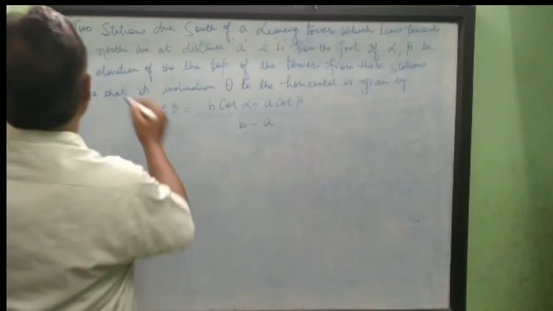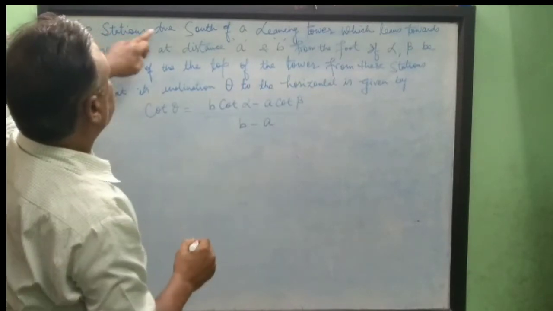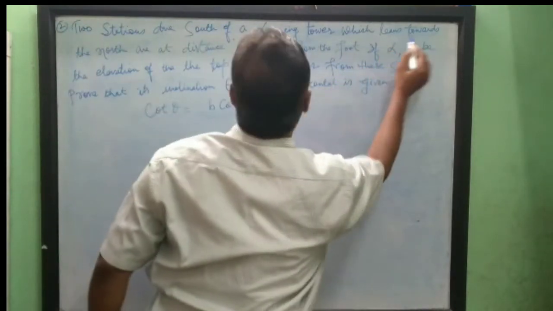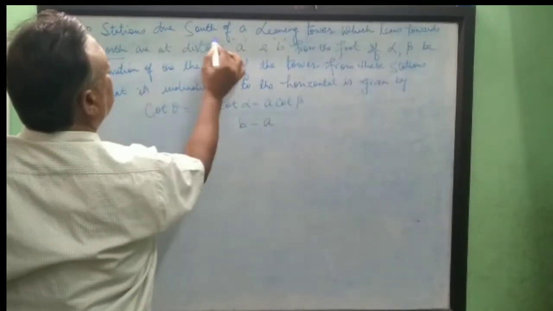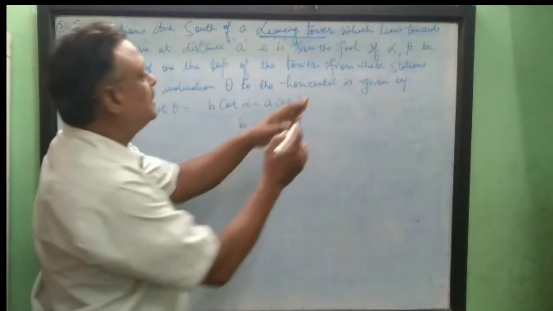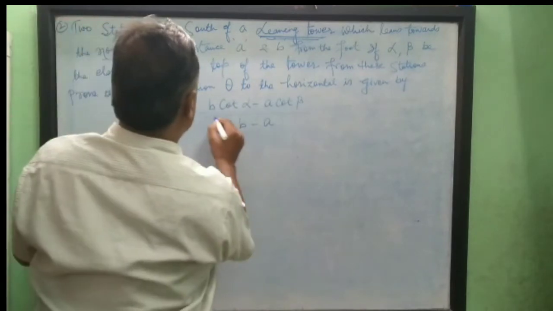So one more question I am solving. Two stations due south of a leaning tower which leans towards the north. टावर, लीनिंग टावर, एक झुका हुआ टावर है जो कि नॉर्थ की तरफ है. So let us draw the figure.